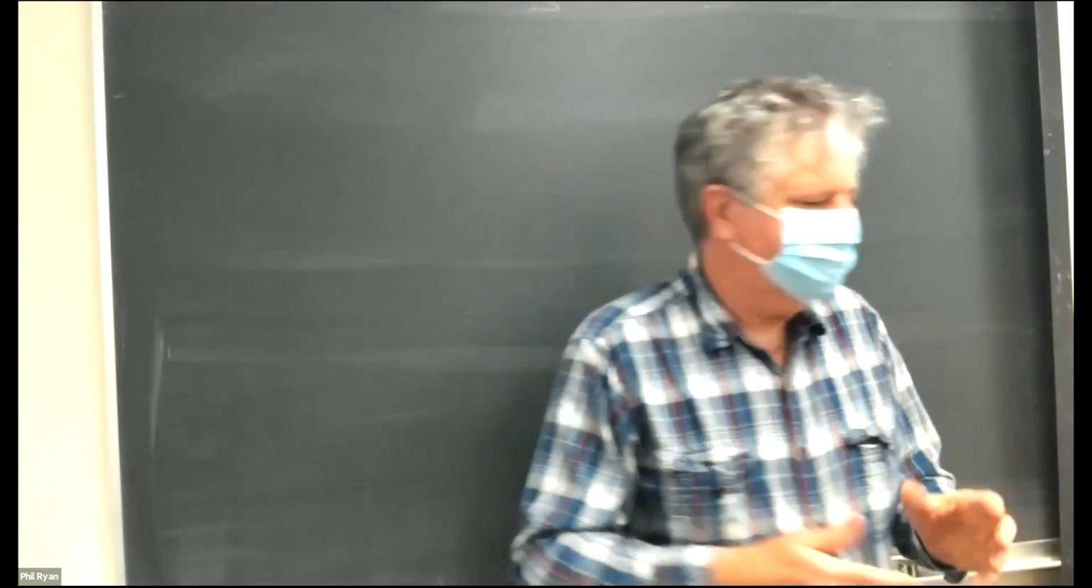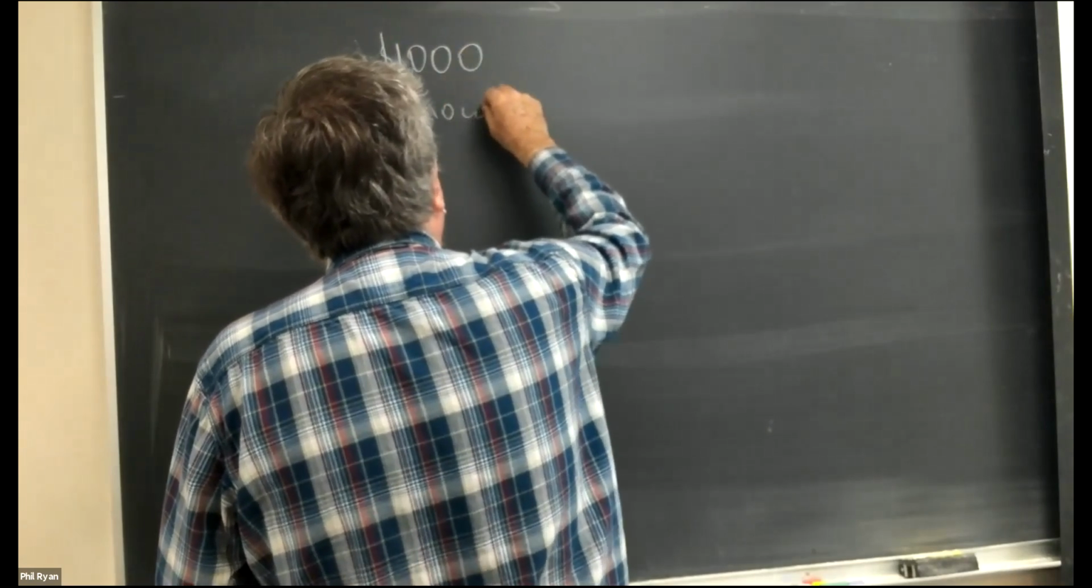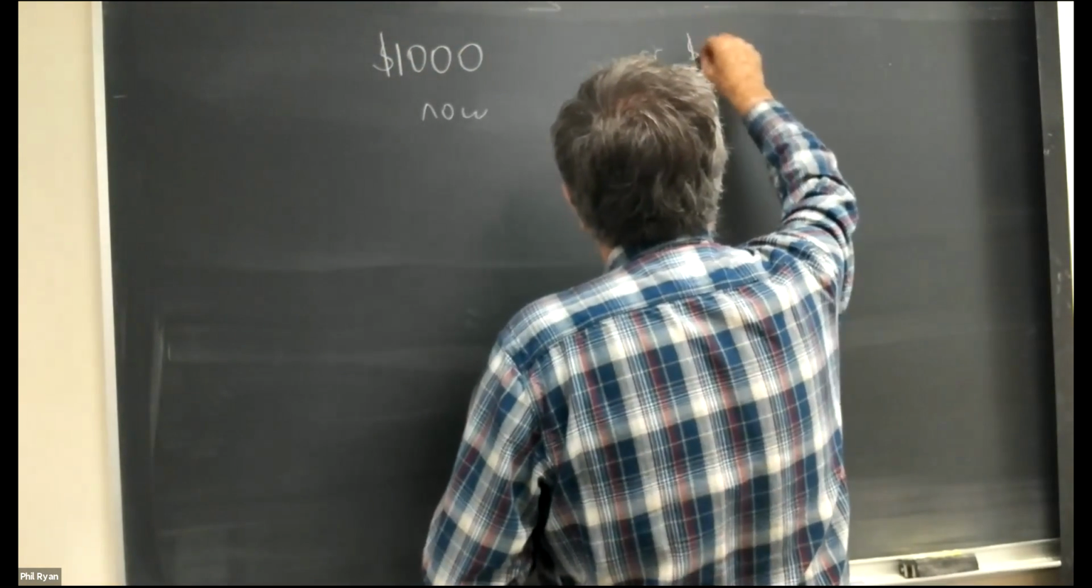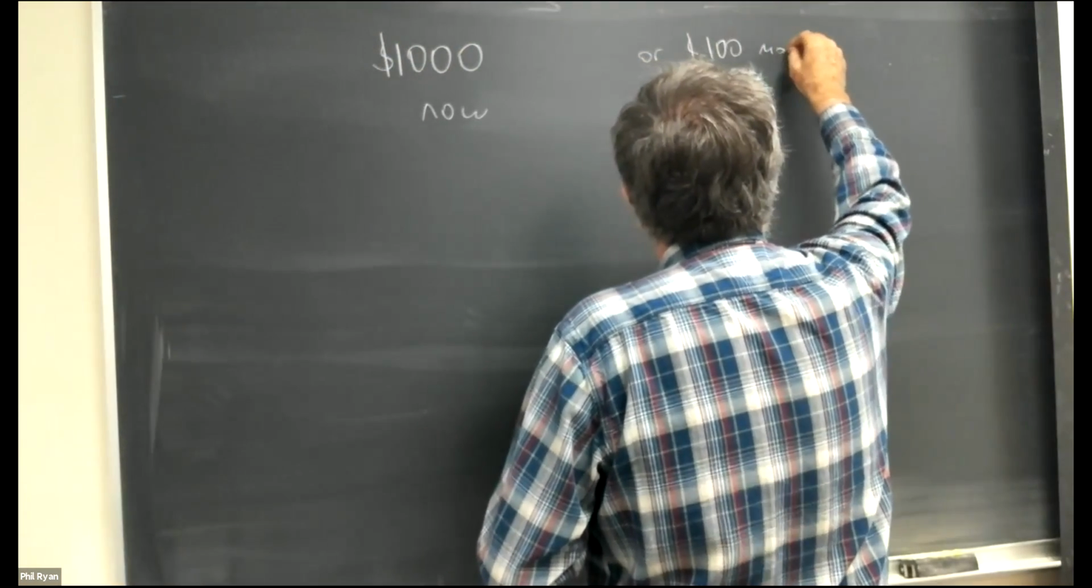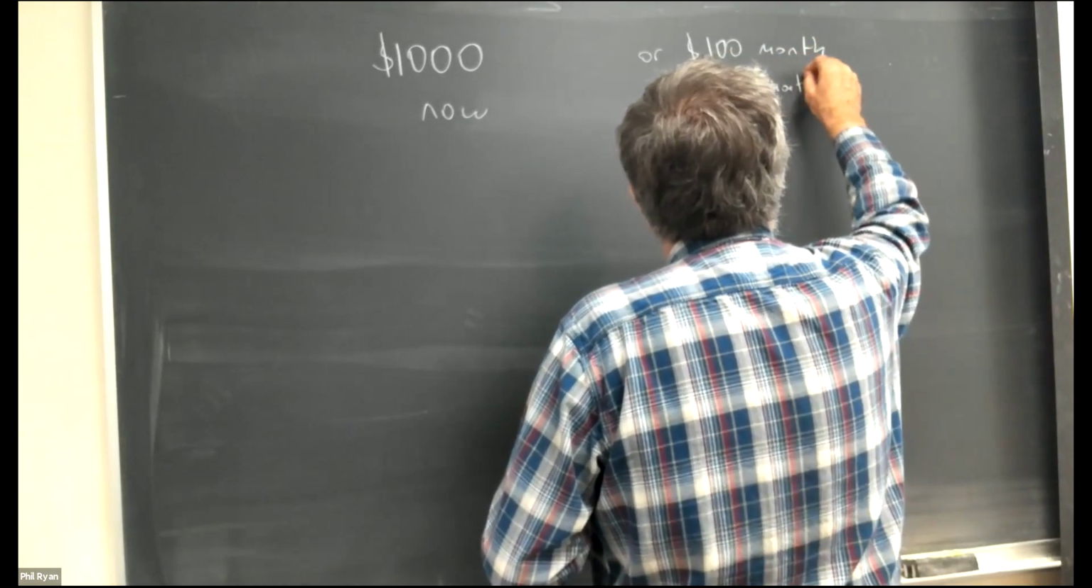Okay, so let's finish up chapter 6, and we're going to have another talk about present value and future value. This is something we've already talked about a little bit in class, and hopefully you've seen it in other situations. So consider the following situation. Someone offers to give you $1,000 now, or $100 a month for 10 months, starting now.